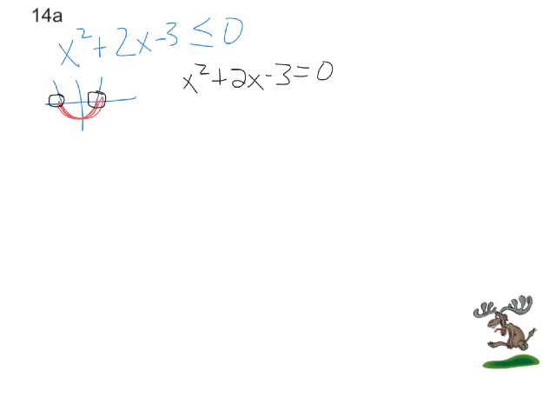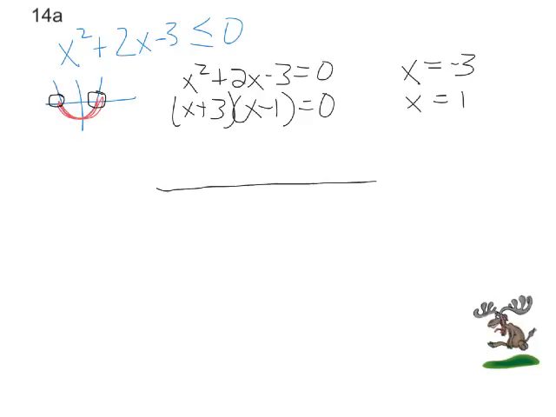And we can factor this to x plus 3 times x minus 1 and use the zero product property to see that we have solutions of negative 3 and 1. Then what we want to do is test the intervals between and outside of negative 3 and 1. So if I tested the value of 0 and I plug that into the equation, I'm going to get an answer of negative 3. And negative 3 is less than 0. So this is a true statement.